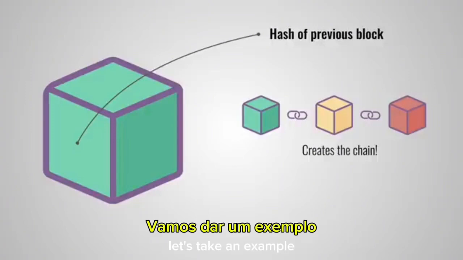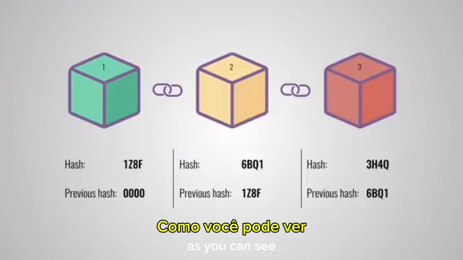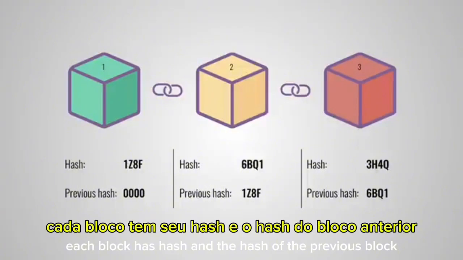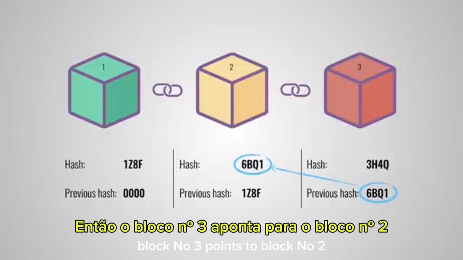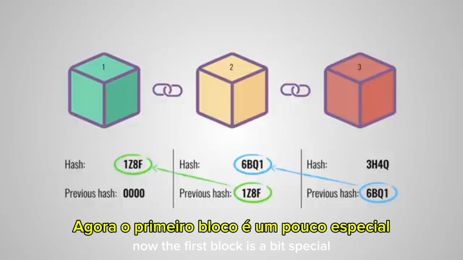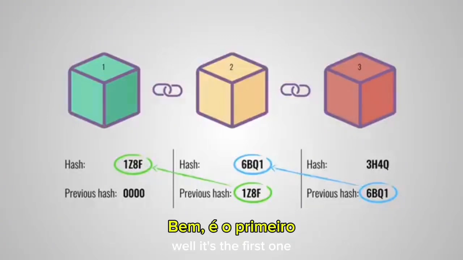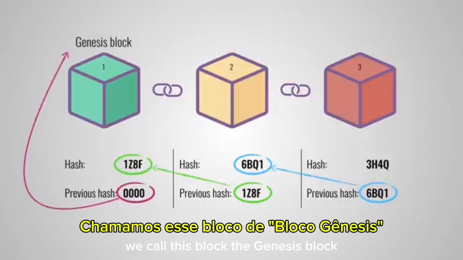Let's take an example. Here we have a chain of 3 blocks. As you can see, each block has a hash and the hash of the previous block. So block number 3 points to block number 2, and number 2 points to number 1. Now the first block is a bit special. It cannot point to previous blocks because, well, it's the first one. We call this block the genesis block.